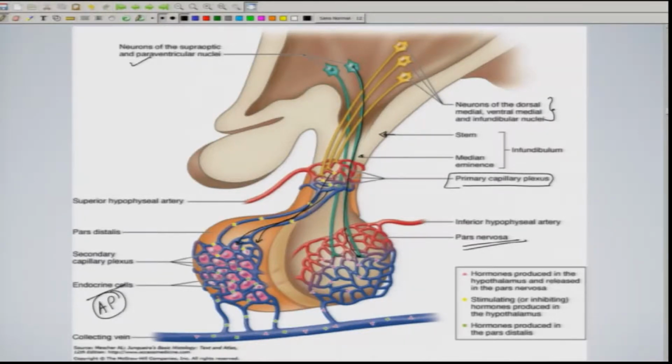AP stands for anterior pituitary. Hormones produced in the hypothalamus are released in the pars nervosa. All these hormones are marked like this, which is the direct contact stimulating or inhibiting hormone produced in the hypothalamus, shown in different colors, and the hormones produced in the pars distalis. Pars distalis out here means this is the anterior pituitary. Now, moving on to the next slide.